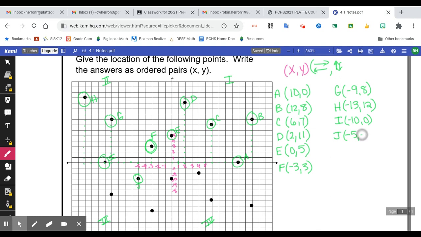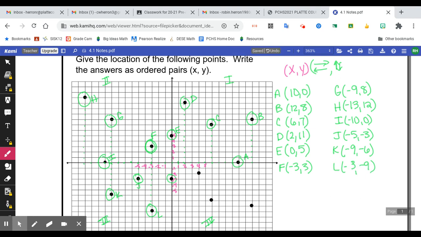So -5, -3. Let's do this one over here and call it K. So this is -5, 6, 7, 8, 9. And then we're going to go 1, 2, 3, 4, 5, 6. Again, both negative, so -9, -6. This guy down here will be L, so we went -1, 2, 3, and then still down. 1, 2, 3, 4, 5, 6, 7, 8, 9. So L will be -3, -9.